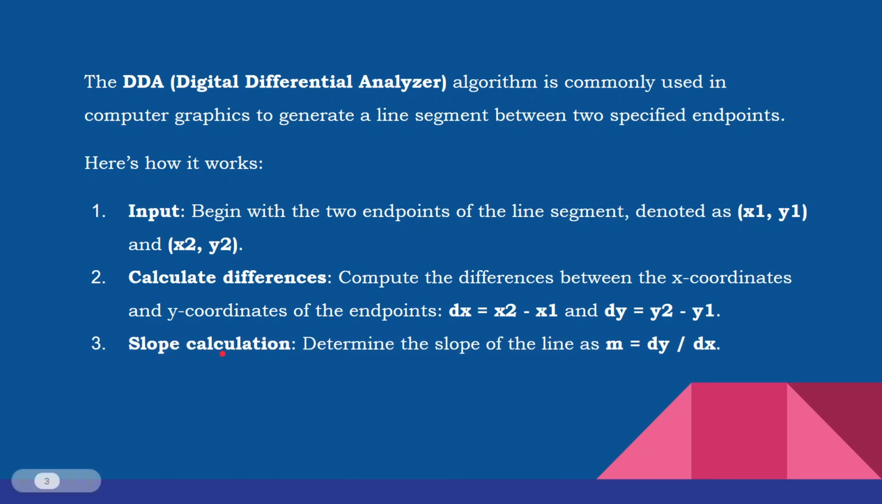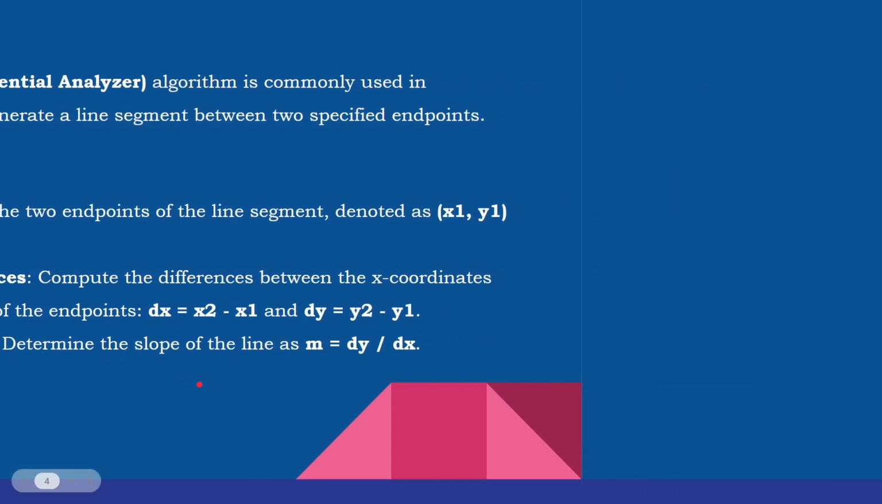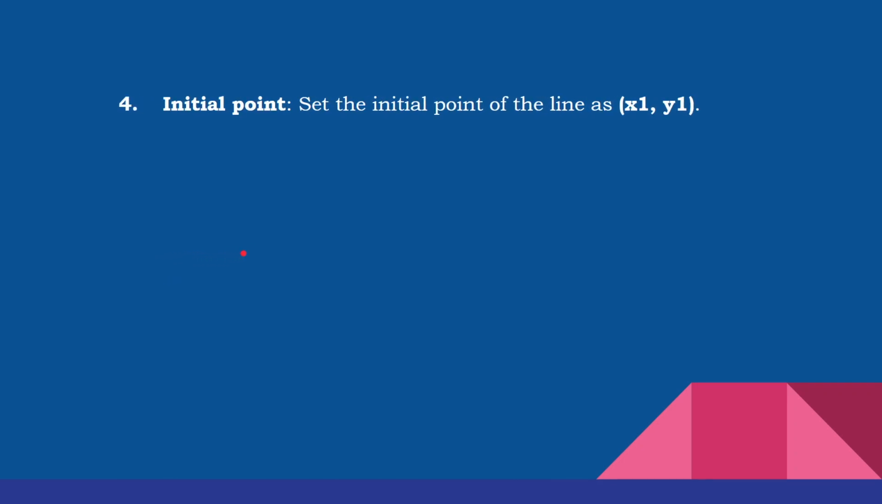And the third step is slope calculation. Determine the slope of the line as m is equal to dy by dx. Sometimes the slope may be negative or positive, which means the line may go up or the line may go down. The fourth step is to set the initial point of the line as x1, y1, and then we have to loop through the x coordinates.